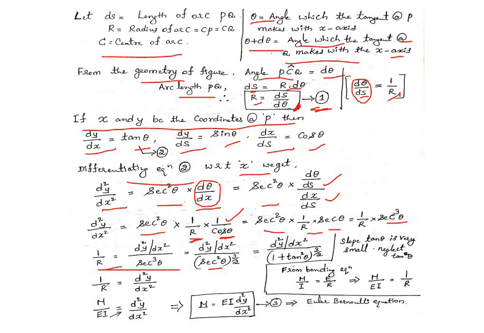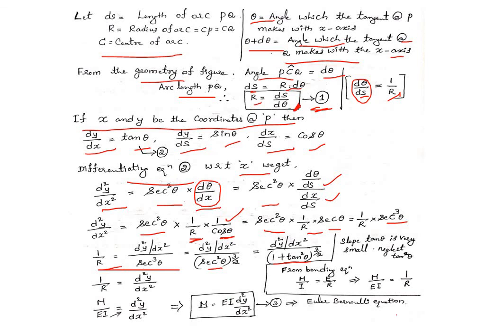Secant square theta is nothing but 1 plus tan square theta. Then 1 by r equals d square y by dx square divided by 1 plus tan square theta to the power 3 by 2. Here the tan component is very small, so we neglect tan square theta. So finally we get 1 by r is equal to d square y by dx square.